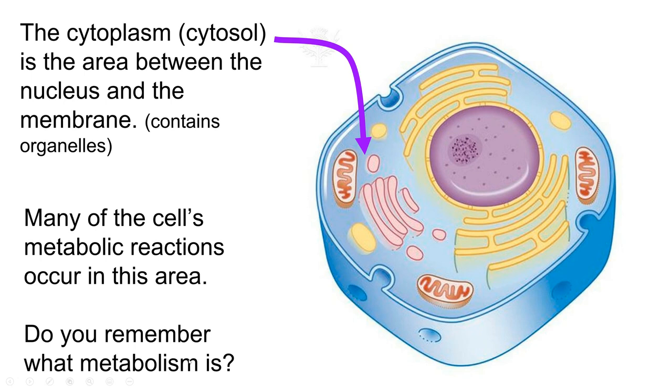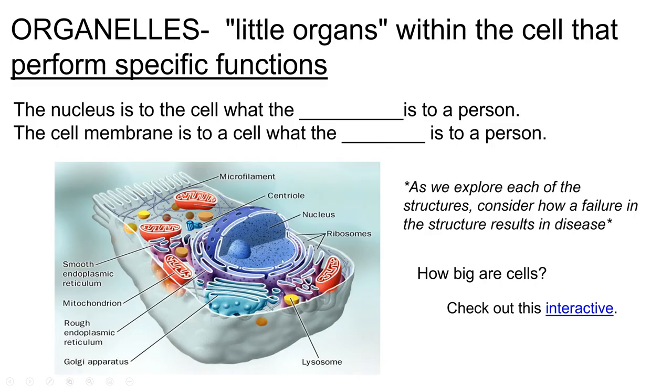Well, do you remember what metabolism is? So in the cytosol or cytoplasm is all the organelles, also known as little organ. Organ, and then -elle means tiny. That perform specific functions. The nucleus is to the cell what the blank is to a person.